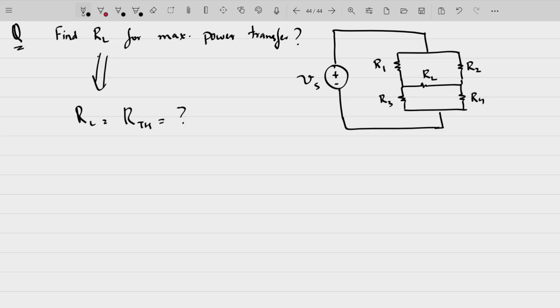We have actually finished this chapter as well. We are done with the theorems. We'll now be taking up AC networks from next week.